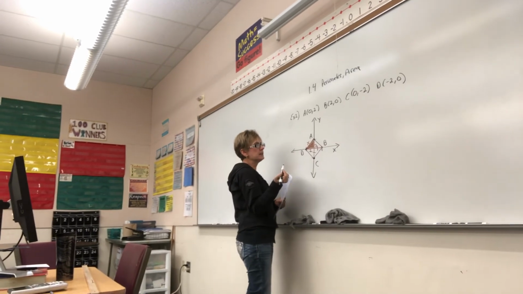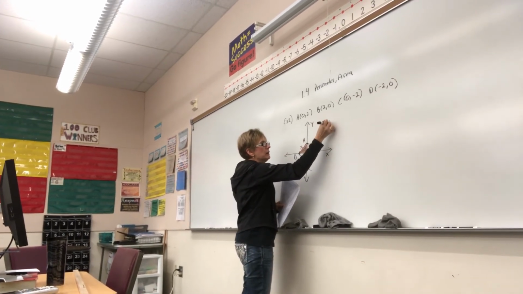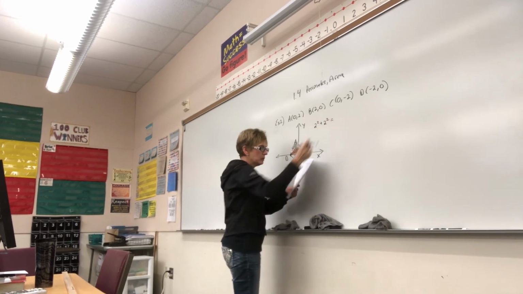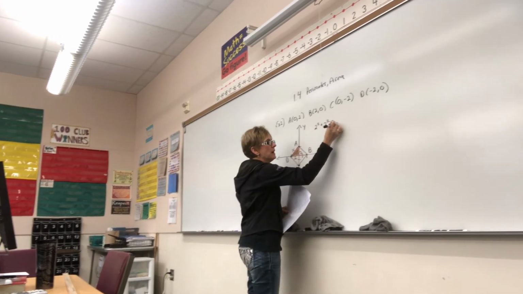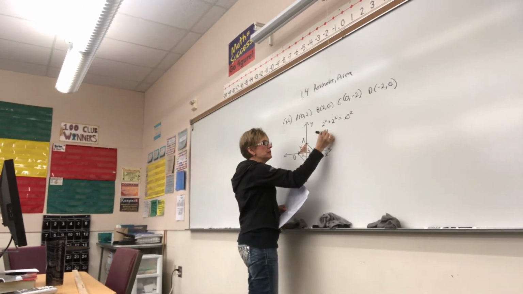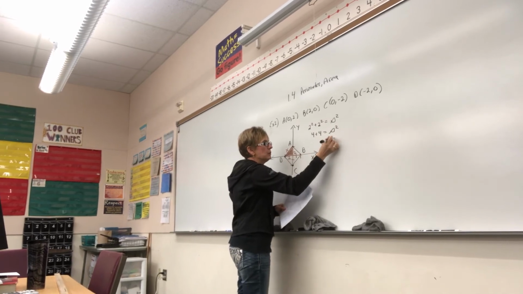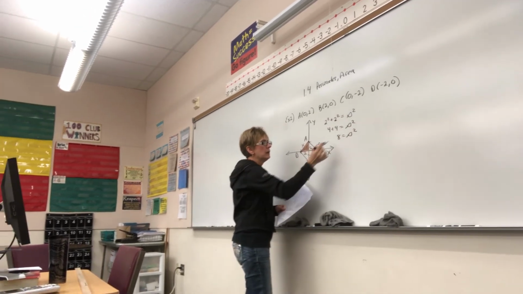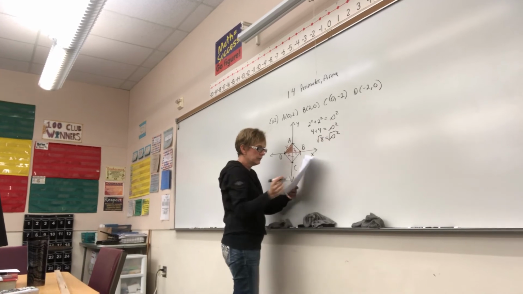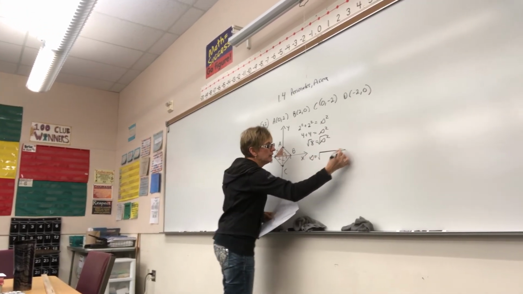So to find the distance, for instance, between A and D, we can say 2 squared plus 2 squared equals, let's just call that side squared. 2 times 2 is 4, so this becomes 4 plus 4, or 8, equals side squared. Then when we take the square root, we get that S equals the square root of 8.